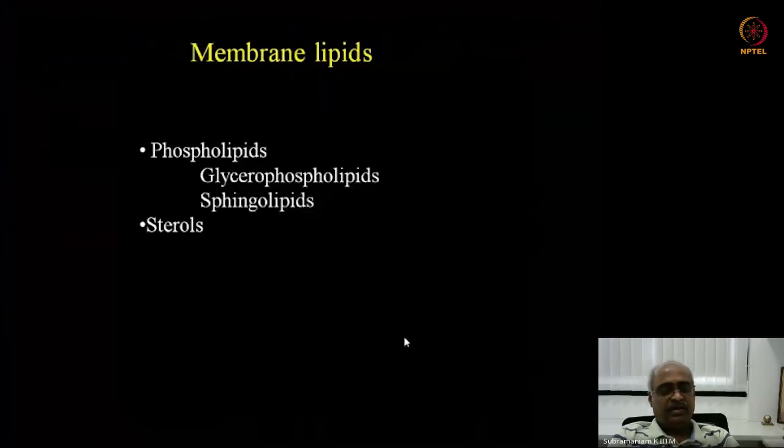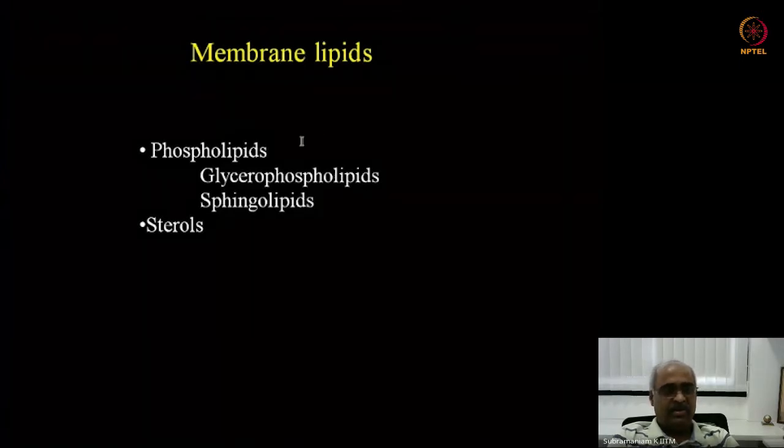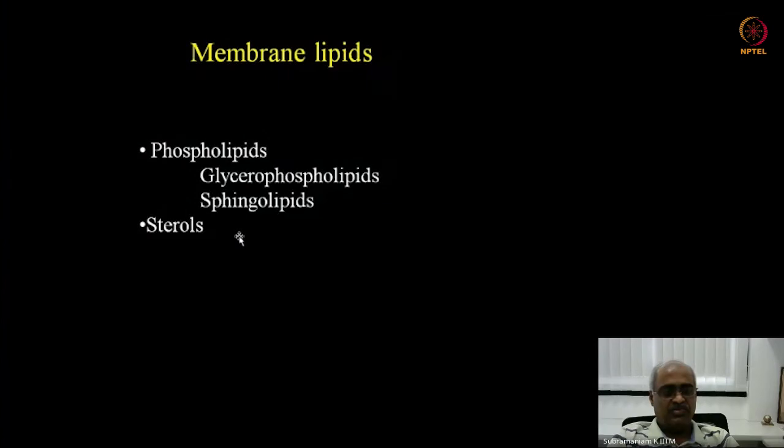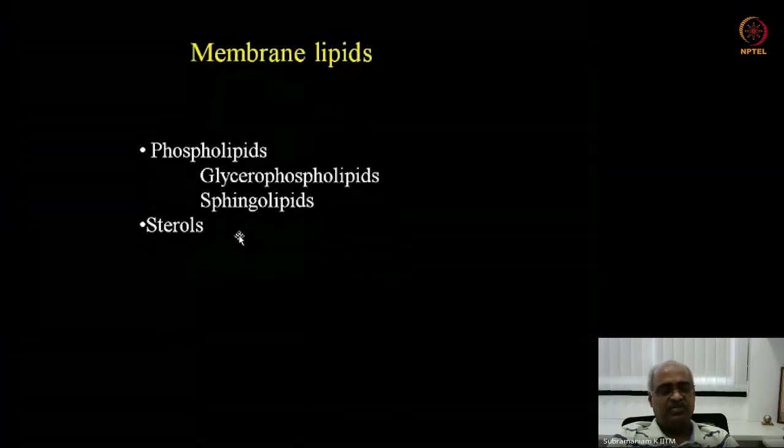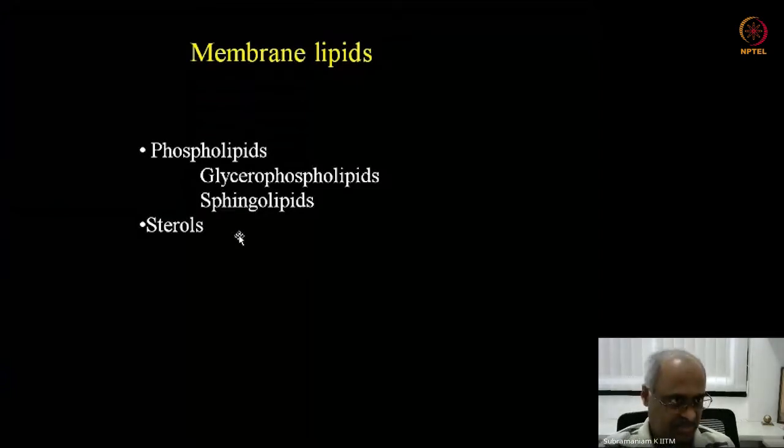And the next class is a major one, which is the phospholipids, the membrane lipids. We already know about these. Phospholipids have a head group, which is the glycerol, where you can have hydrophilic moieties. And two of the alcohol groups in glycerol can have acyl moieties with the free fatty acids, and that's how you get this structure.